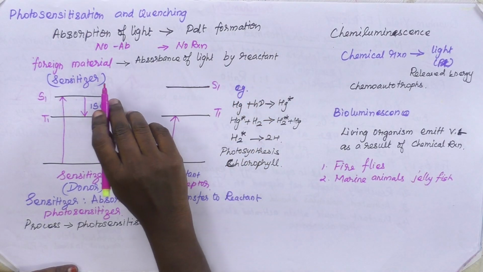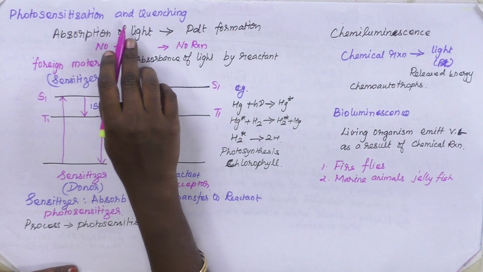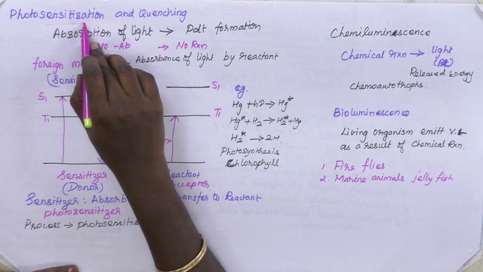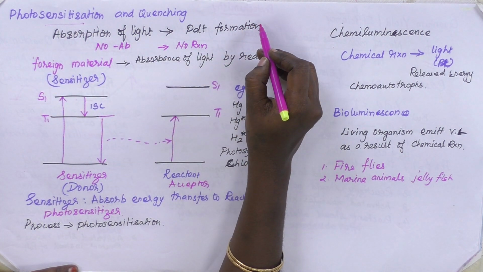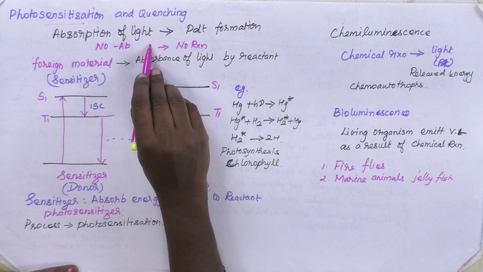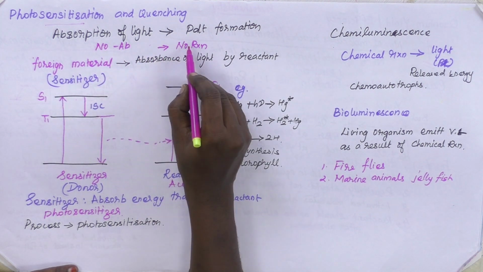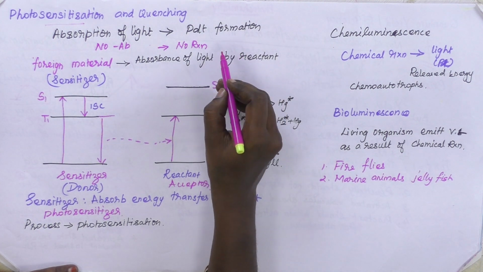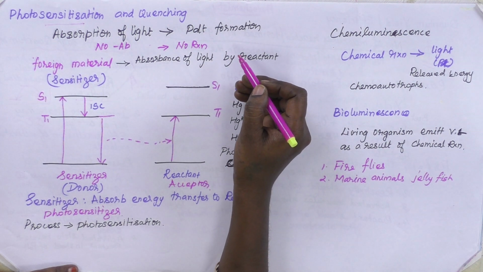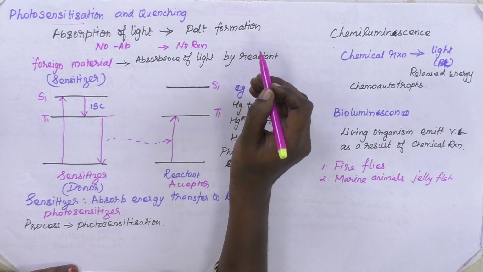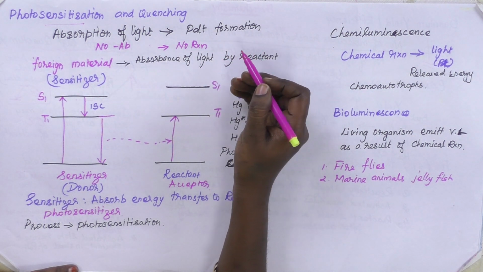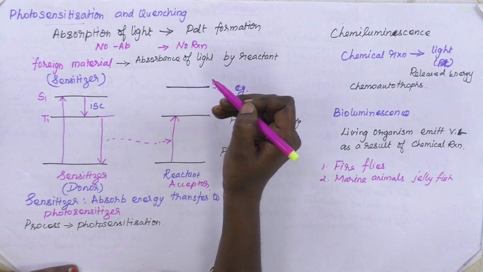Next we are going to see photosensitization and quenching in photochemical processes. What is photosensitization? We know that for a photochemical reaction, the product formation is only because of absorption of the light. If there is no absorption, no product formation. We find that many reactions are very important, but they are not carried out under photochemical process.